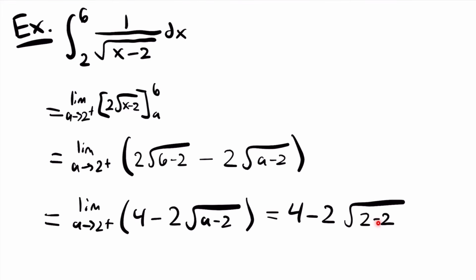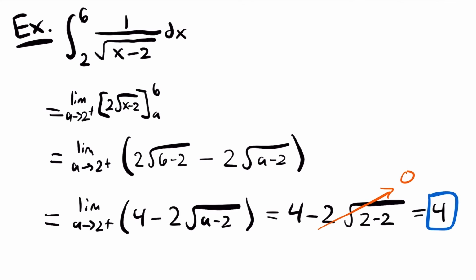2 minus 2 is 0, so the square root of 0 is 0. And so we have 2 times 0. And so this whole value is 0, which just leaves us with 4. 4 is the solution to this improper integral.